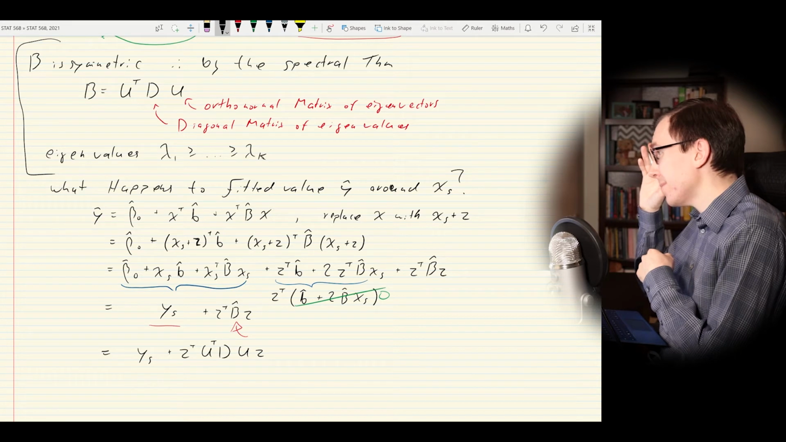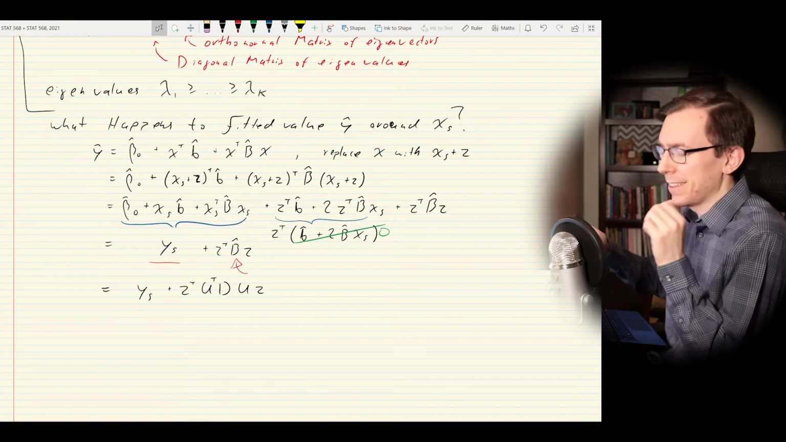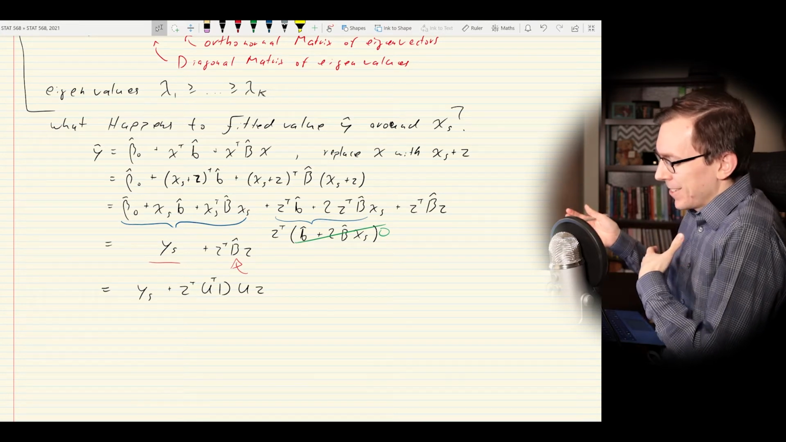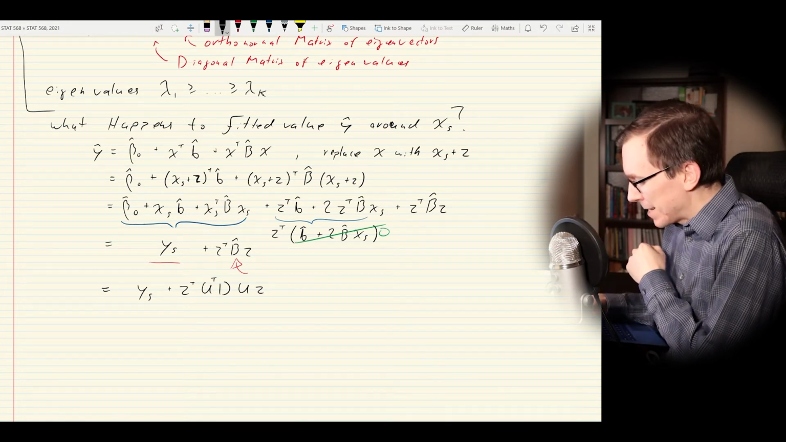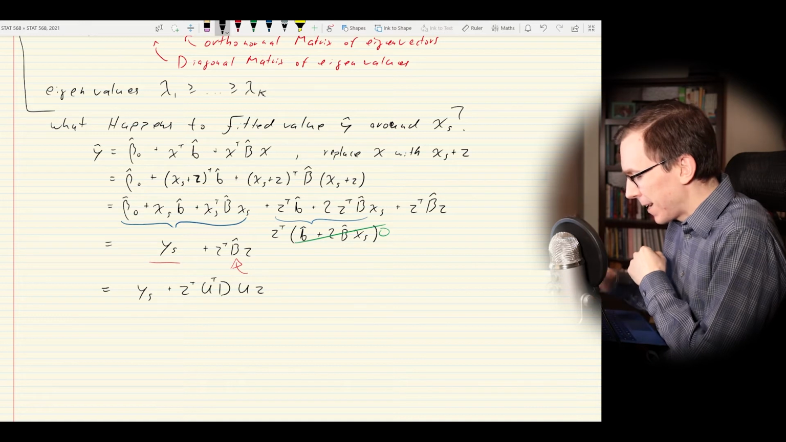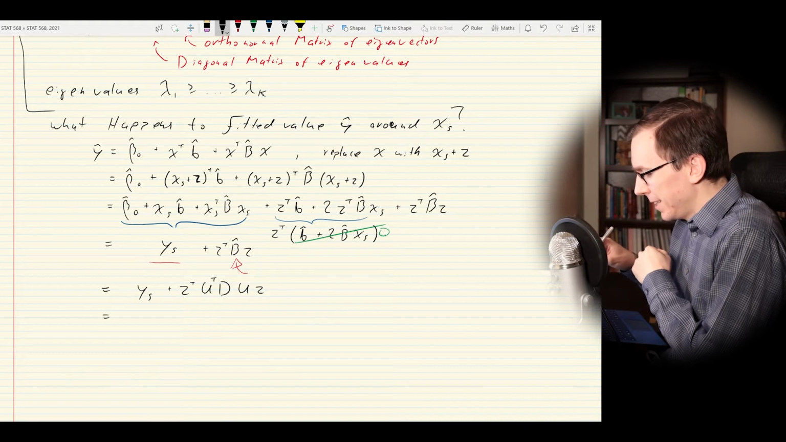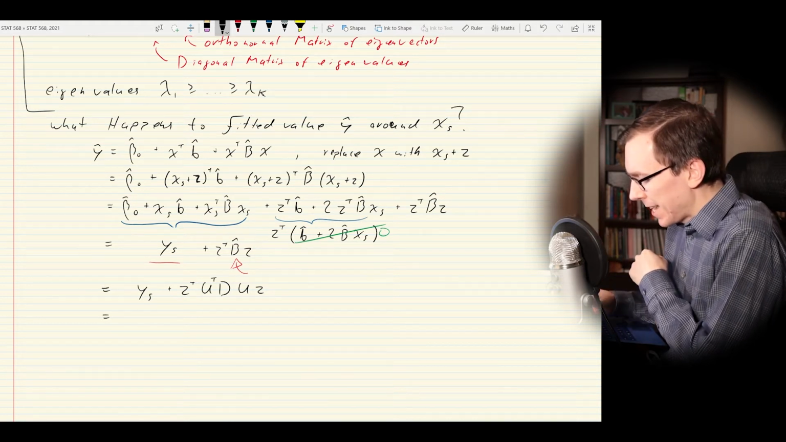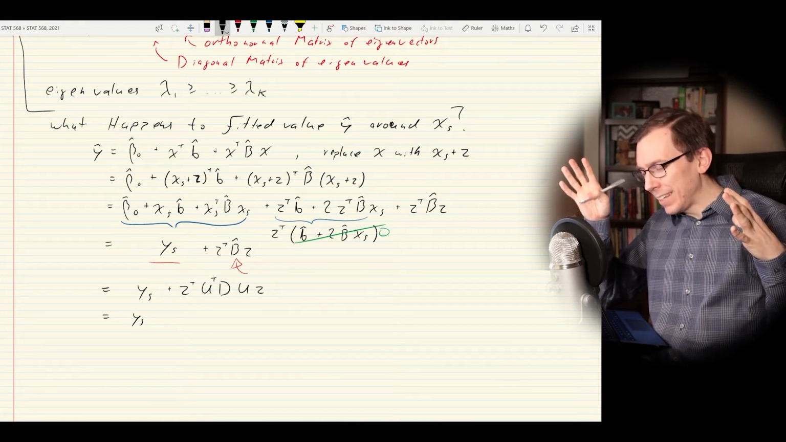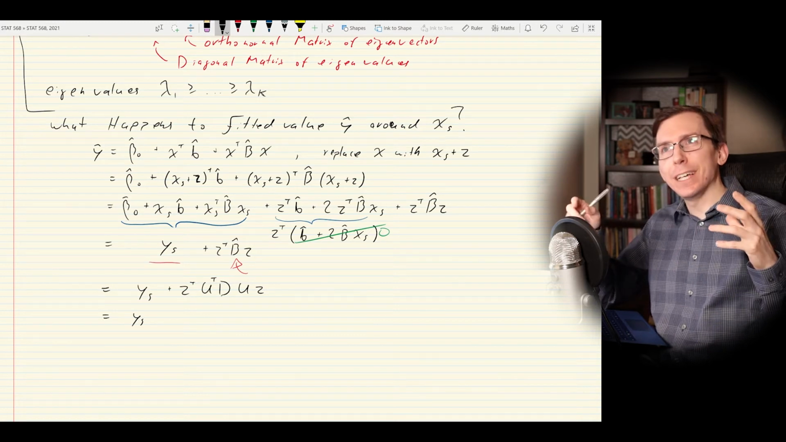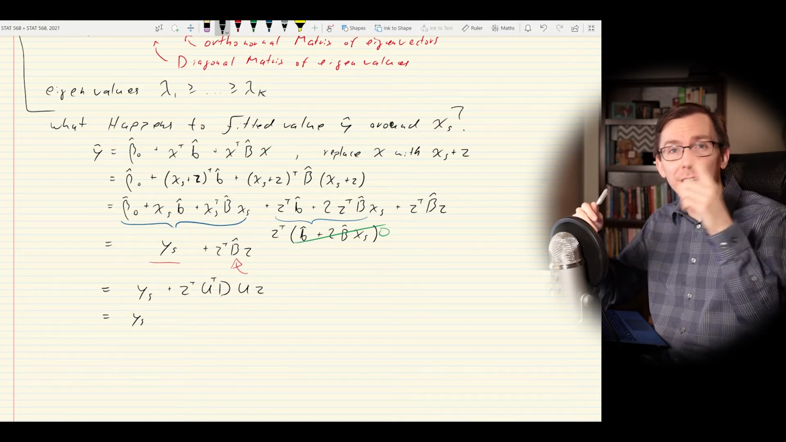I'm not going to put hats on the D and the U, but effectively they are the eigenvectors and eigenvalues of our estimated parameter matrix. So I guess technically they're estimates, but I just don't feel like writing lots more hats. Anyway, when we apply U and U transpose to Z and Z transpose, we're just doing an orthogonal rotation. So again, if you haven't seen this, basically U is an orthonormal matrix of eigenvectors. It corresponds to a rotation in k dimensions.